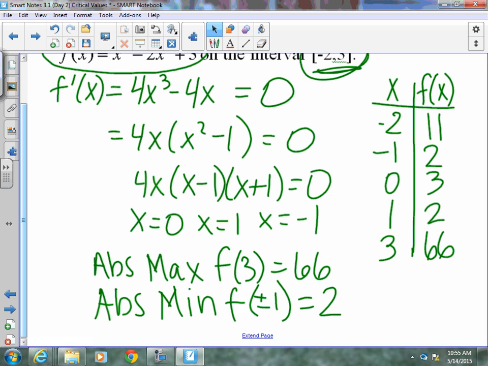We'll talk about this more tomorrow. The process is the same regardless of the function. You just might get a wide variety of functions.